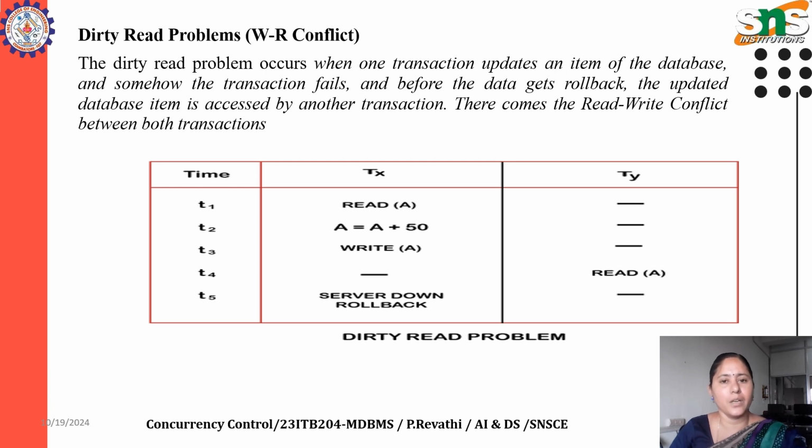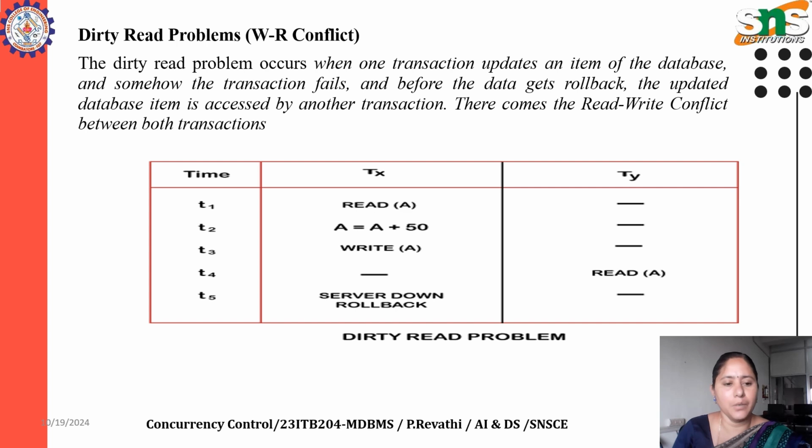A dirty read occurs when one transaction updates an item of the database and somehow the transaction fails, and before the data gets rolled back, the updated database is accessed by another transaction. This creates a read-write conflict between both transactions.